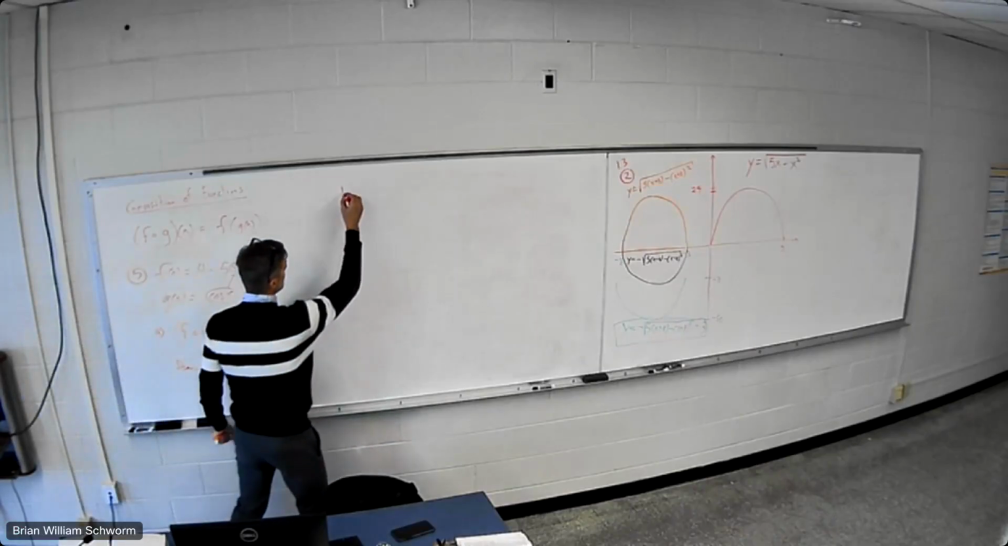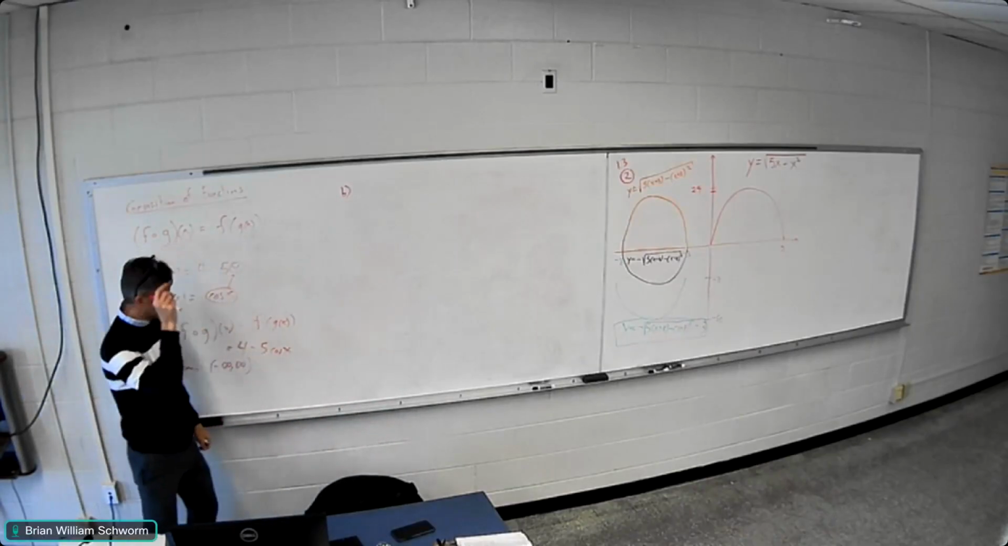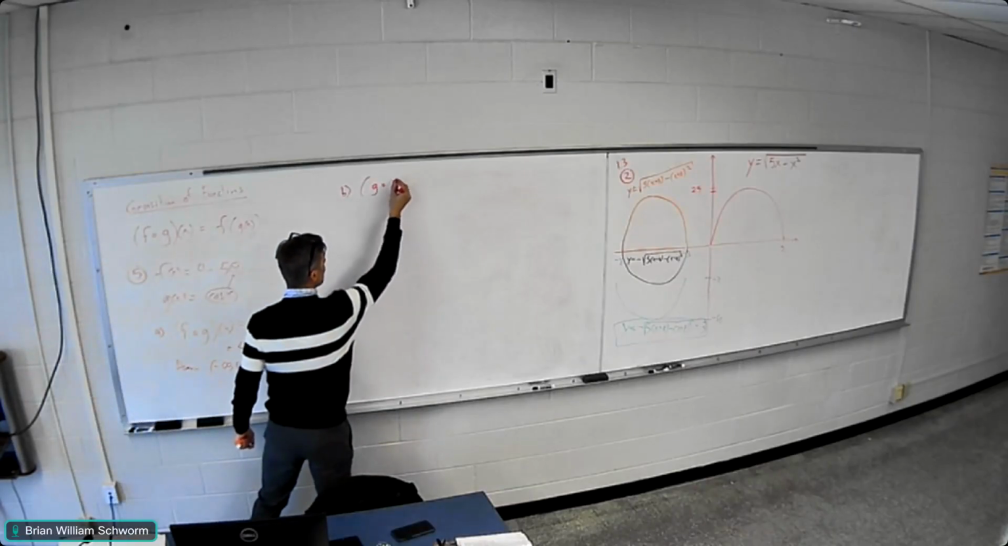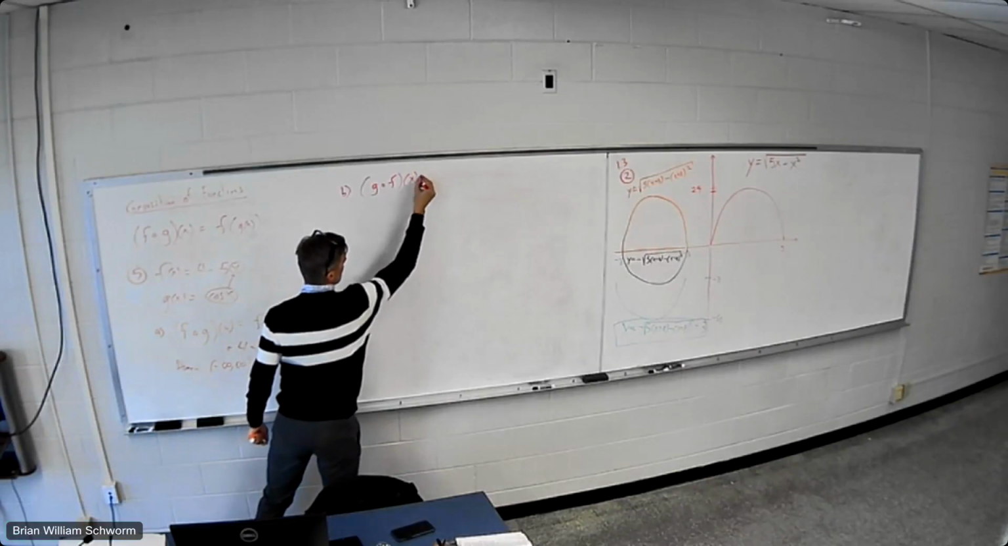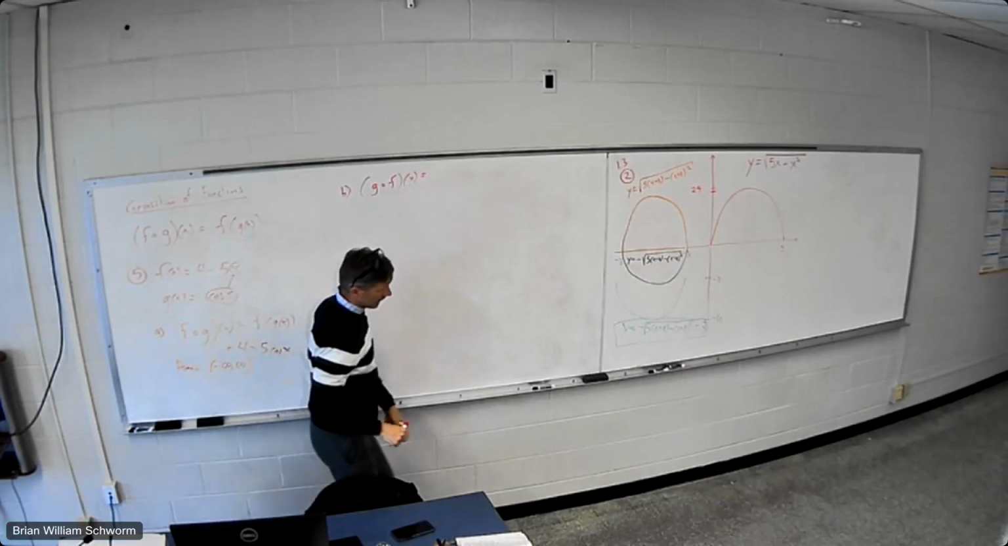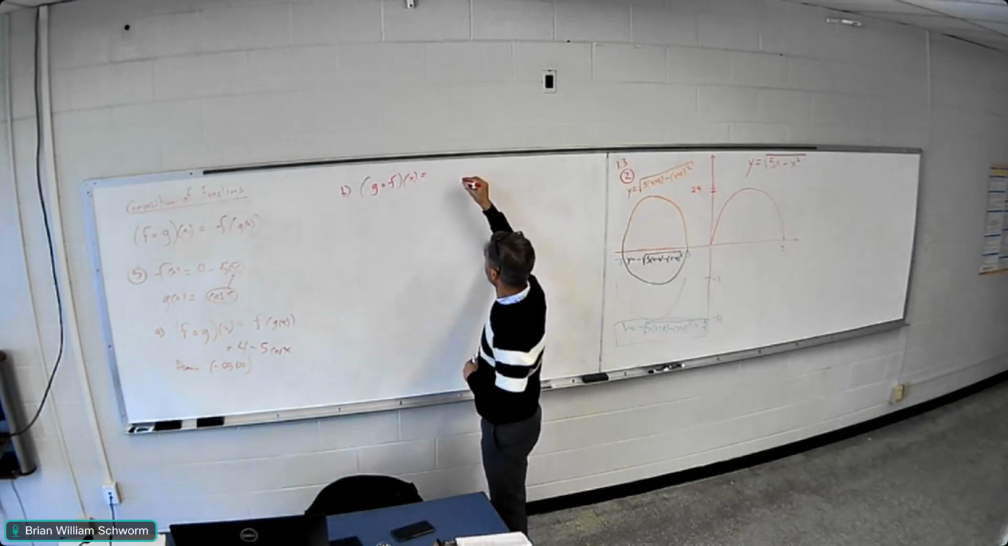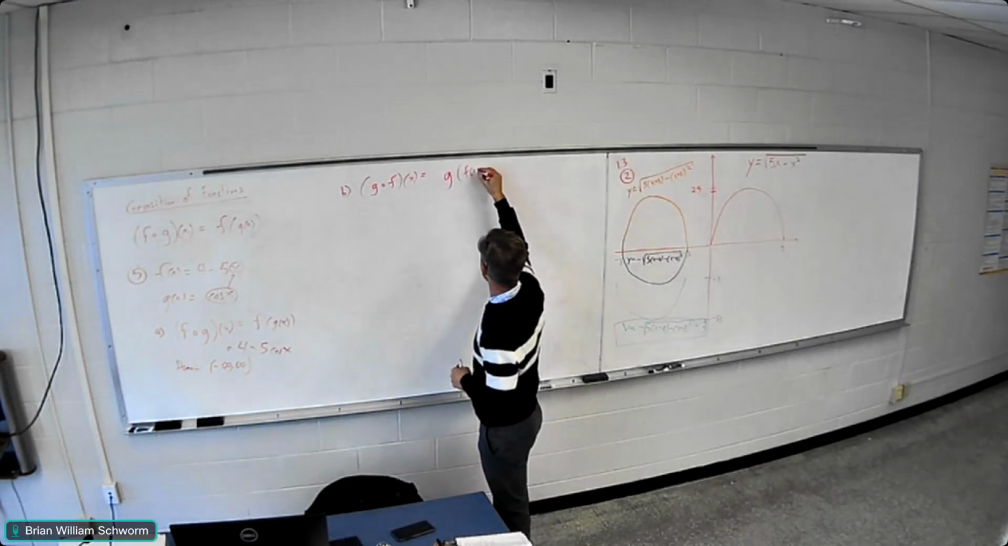Anyway, there's a part B. Also, they want us to do the same thing, but the other way around. g composed with f. So it's the other way around, but the main idea is the same. Take one function, plug it into the other, but this time it's g of f of x.